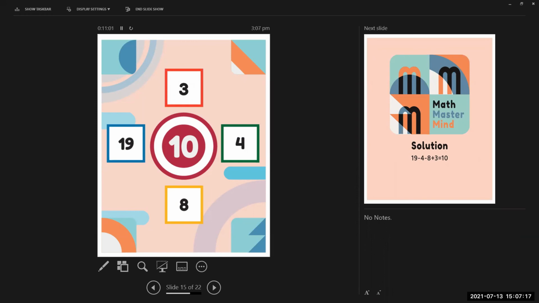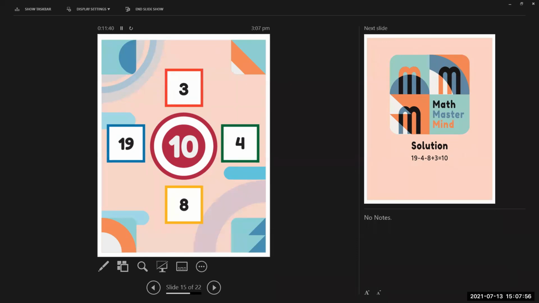Another way I'm looking at is 19 minus 4, which gives me 15. So 15 divided by 3 will give me 5. It doesn't solve my problem, because 5 plus 8 doesn't give me 10. So now I have to think of another way. 8 divided by 4 gives me 2, and I still need a 5. Okay, I got it already.